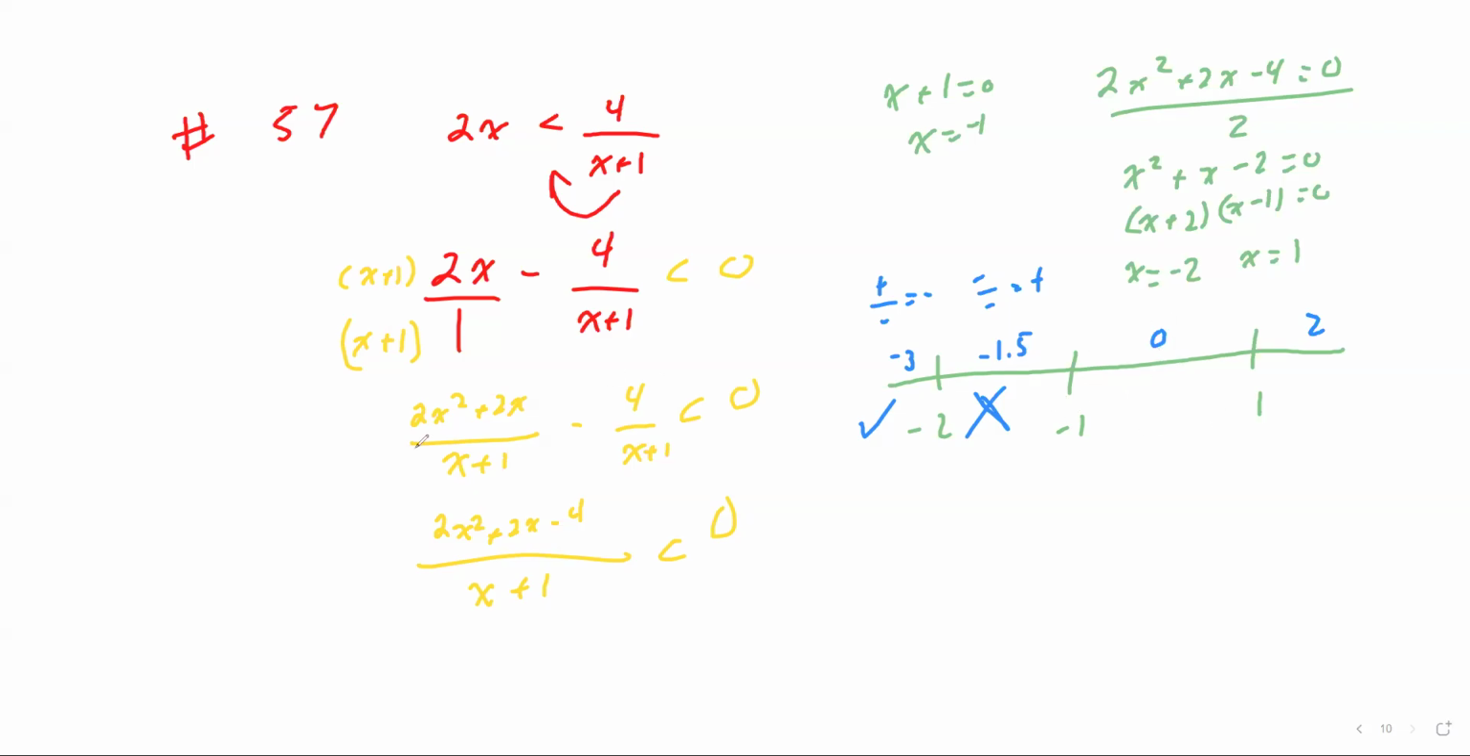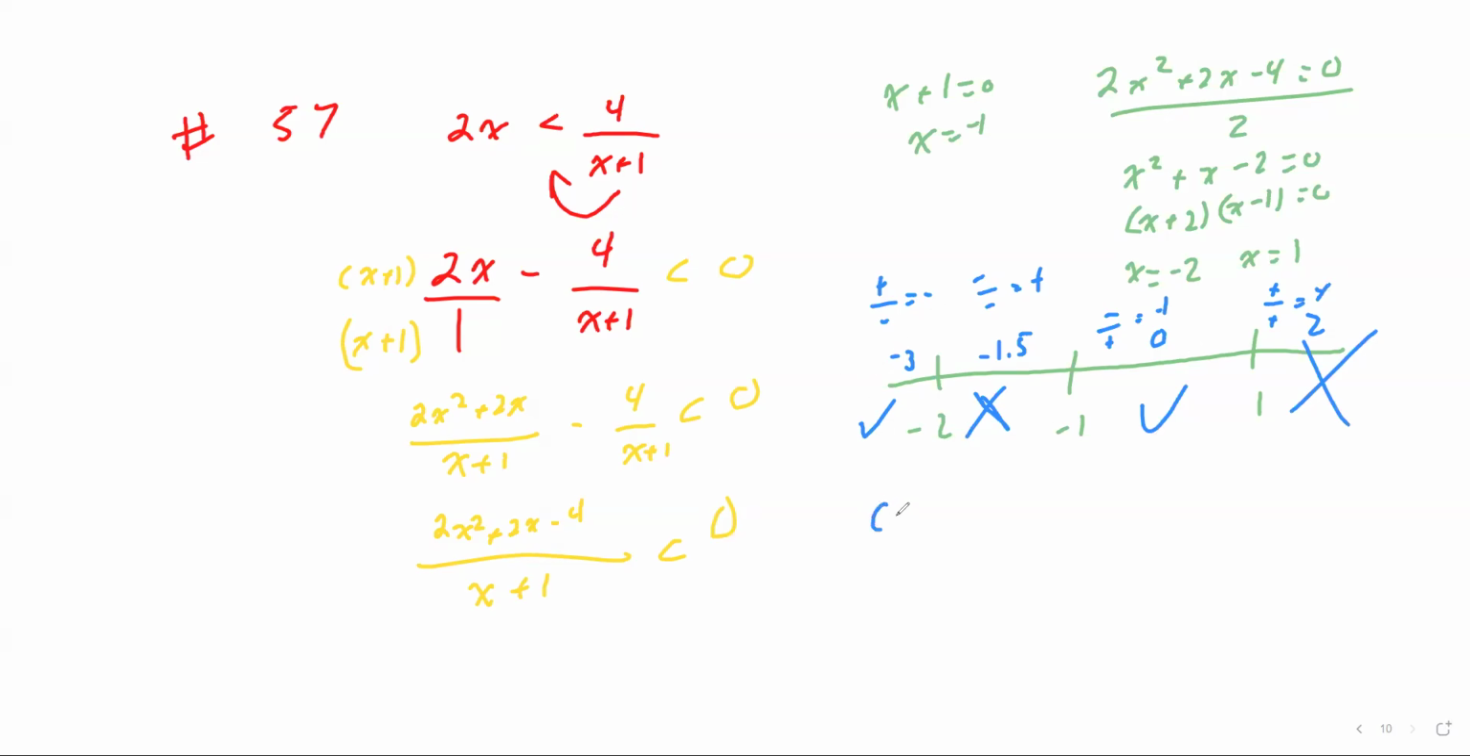All right, plug in 0. This is a lot easier. This is a negative over a positive, which gives me a negative, so that does work. Plug in a 2. 2 squared is 4. 4 times 2 is 8. 2 times 2 is 4. That would cancel out. That's a positive. And then that's a positive, which gives us a positive, which would be too big.